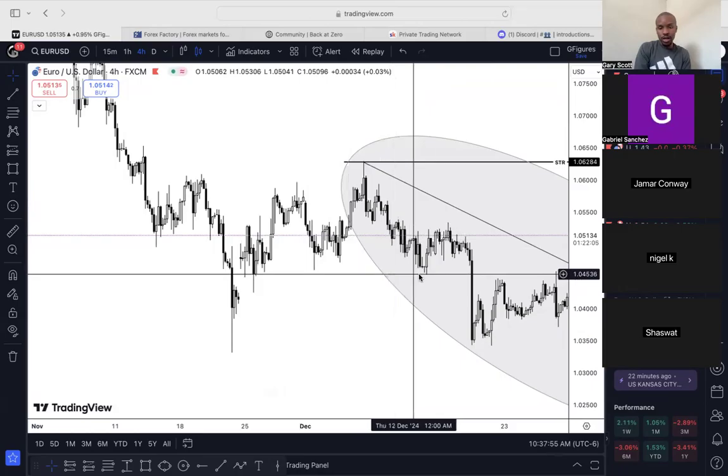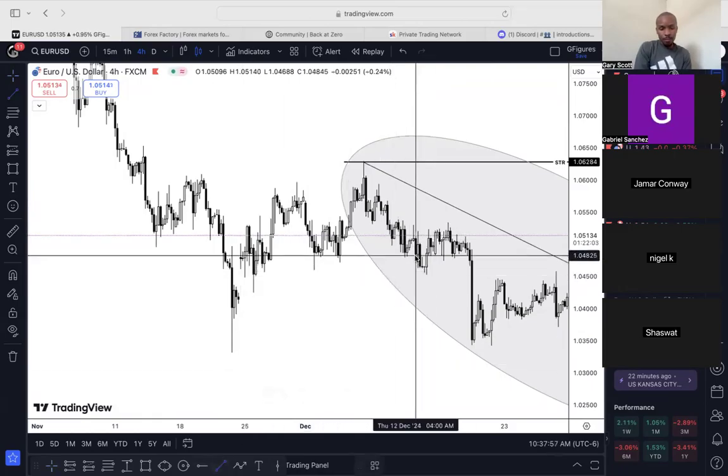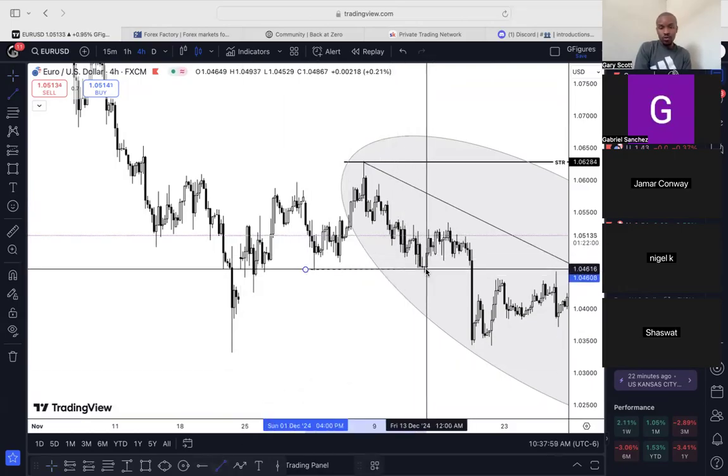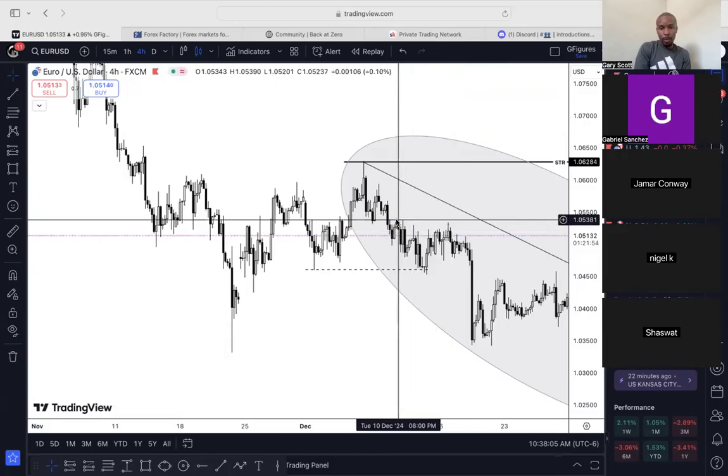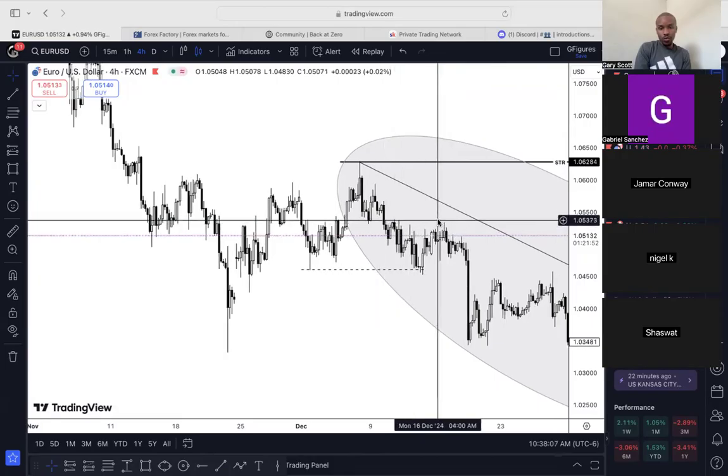Price broke structure to the downside, right? That's indication that price wants to move lower. You got the break of structure, right? Price retest. Where's the retest to? Right near a structural level.